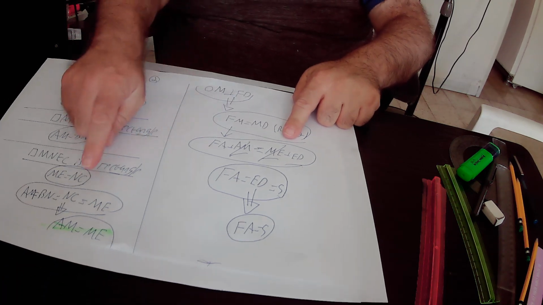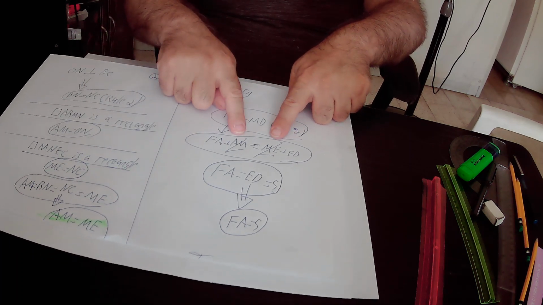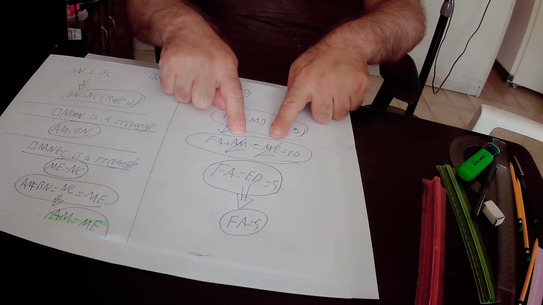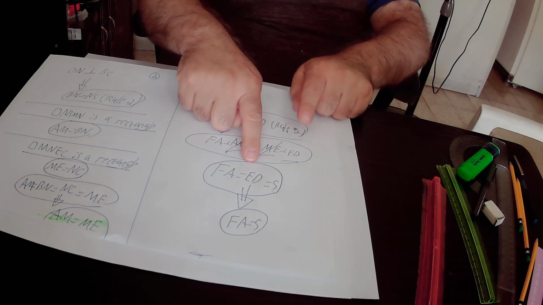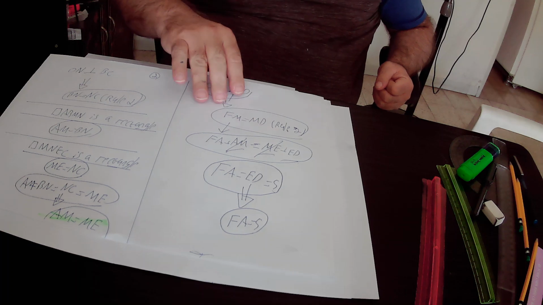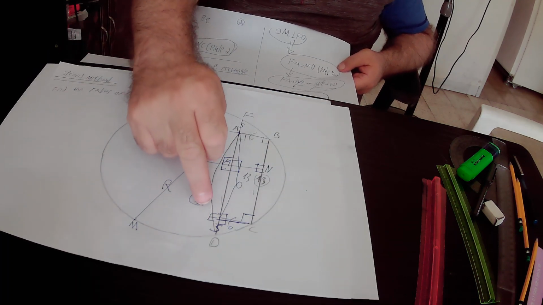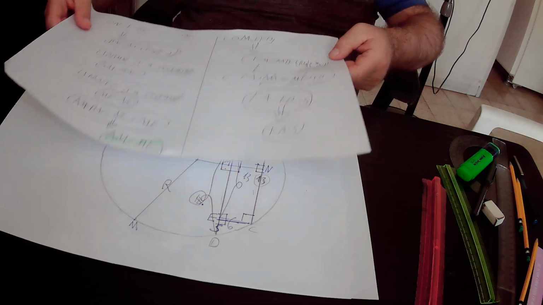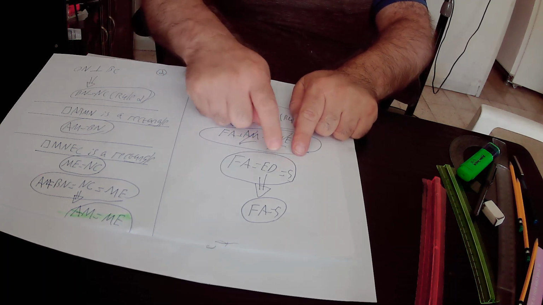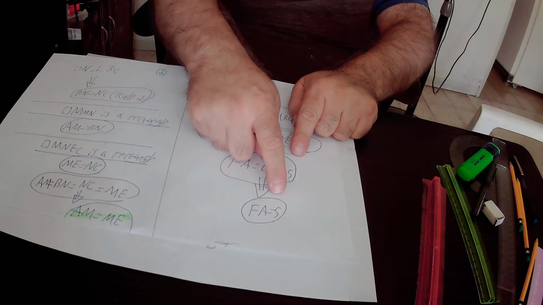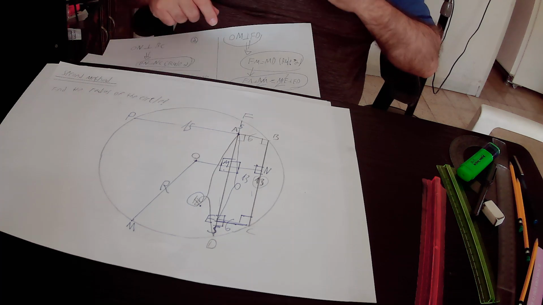But we have already found out that AM equals ME. So those two line segments are equal to each other, therefore we can cancel them. And we're left only with FA that is equal to ED. FA equals ED according to this equation. But we have already found out that ED equals 5 units. If ED equals 5 and from this equation FA equals ED, we will derive that FA is also equal to 5 units. Okay?